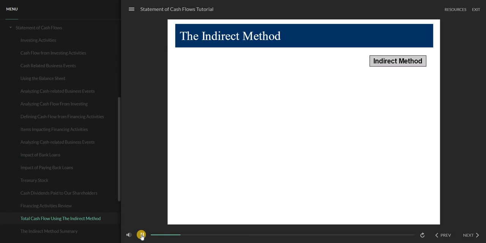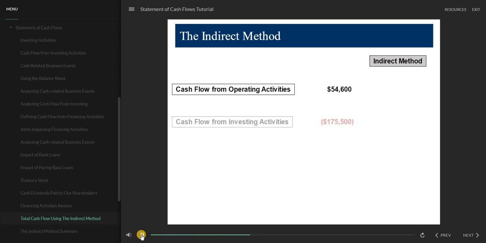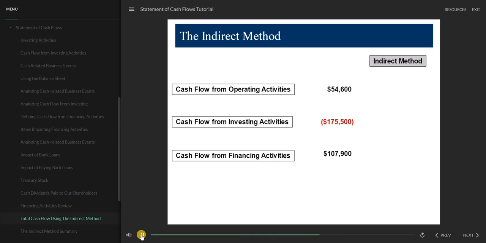So now we know the cash flow from operating activities, the cash flow from investing activities, and the cash flow from financing activities. The sum of these three activities reflects a net decrease in cash of $13,000.